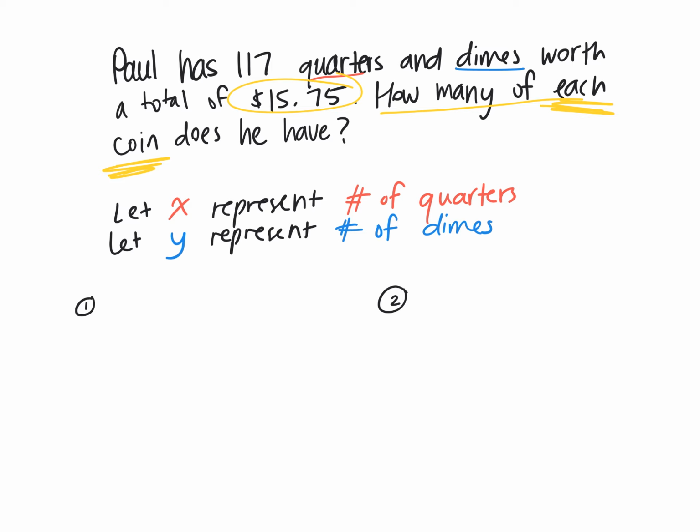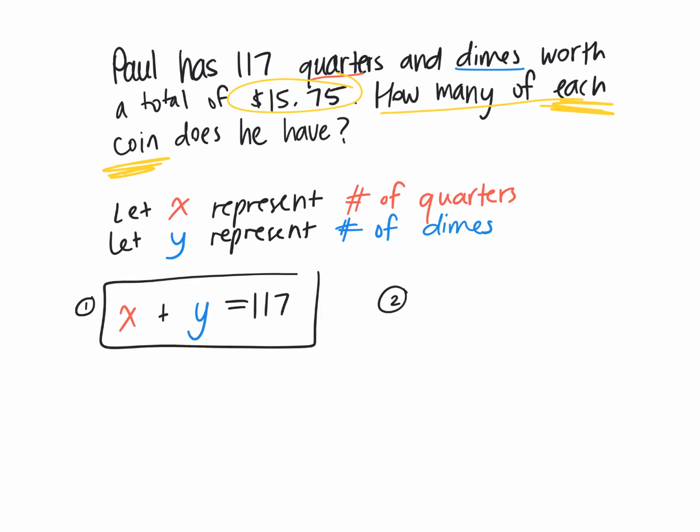Altogether, however many quarters and however many dimes, we know he has 117 coins. What would be your first equation to show the total number of coins? X, the amount of quarters I have, plus the amount of dimes I have, altogether I have 117 coins. This is your first equation. In order to solve this, we have to use the other piece of information.